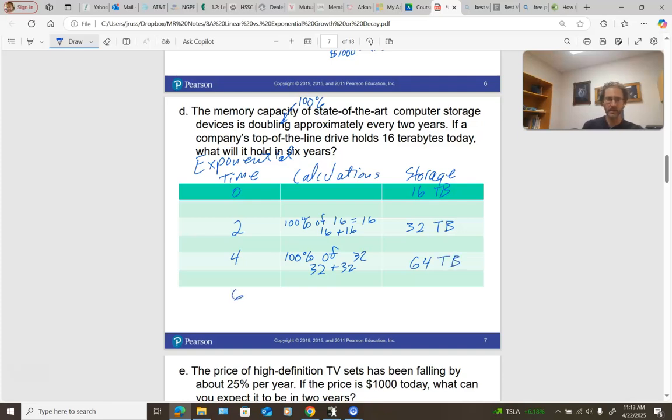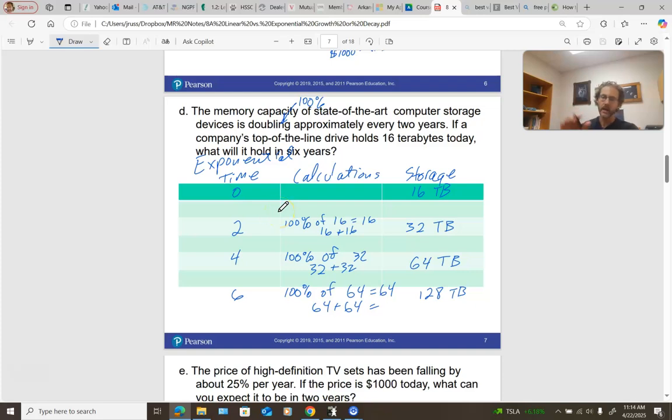And then finally down here at year 6, it'd be 100% of 64, okay, which is 64, and then 64 plus the other 64 is going to give us a total of 128 terabytes after 6 years, or in other words, 3 of these 2-year periods.